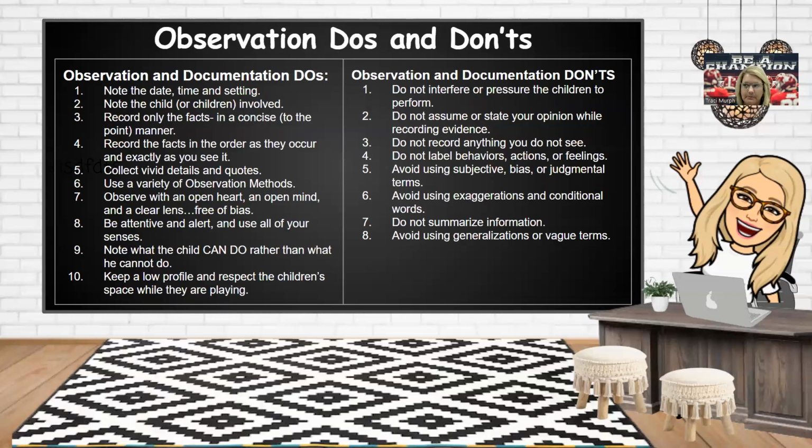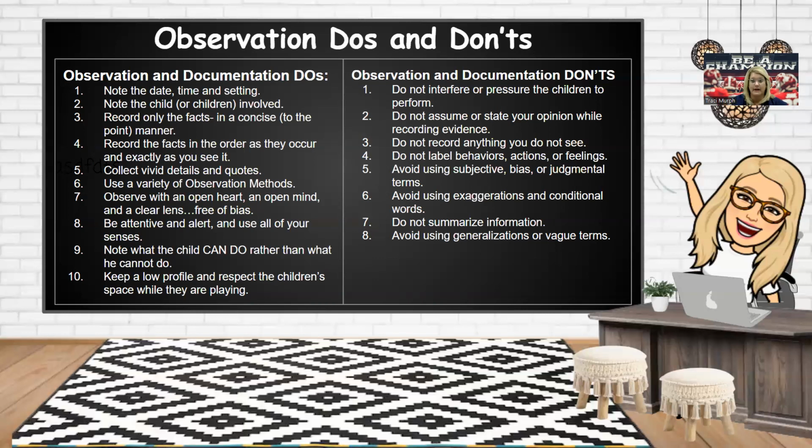So here's just a few observation do's and don'ts. As you are in centers this semester and in semesters to come, you might want to remember these things. The do's are, like we said, date things, put the time on there, record the children's names, only the facts. Do not put in any subjective information, only objective, just the facts. Record what you see and what you hear. And record them in the order in which they occur. You can collect quotes, the exact words that children say.